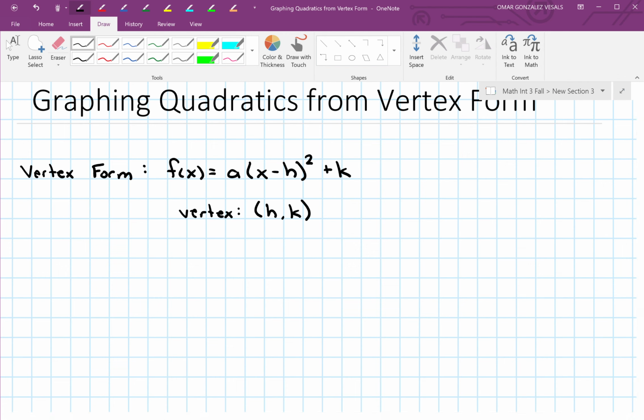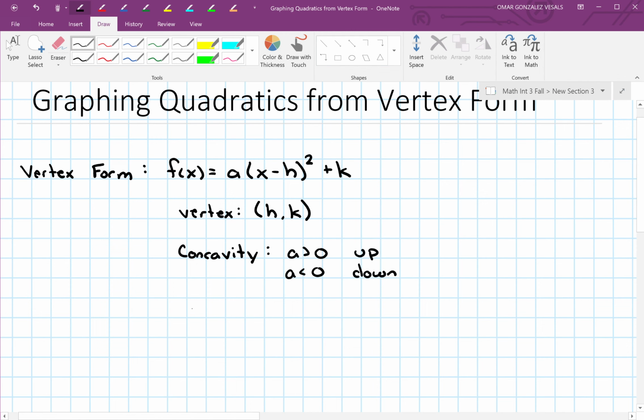How do I know the concavity of this? The a. If it's negative, it's going down. Positive is going up. Concavity. So if a is greater than 0, it opens up. If a is less than 0, it opens down.